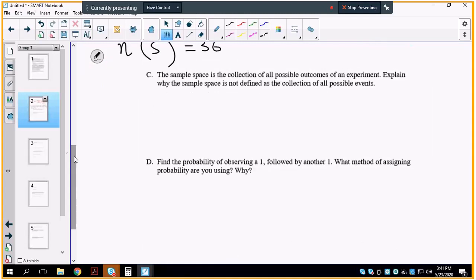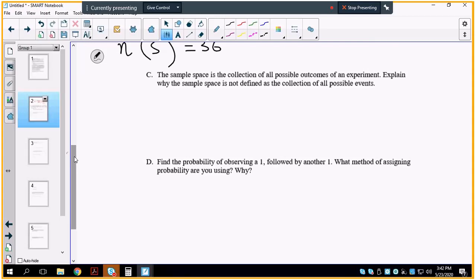The sample space is the collection of possible outcomes of an experiment. Explain why the sample space is not defined as the collection of all possible events. And that is a kind of an open-ended question. So what I want you to understand, just think about the analogy of building a house. When you're building the house, you start building with a little piece of a brick, a piece of wood. You don't bring an entire wall and attach one other wall to build the house. You start with the smallest building blocks.